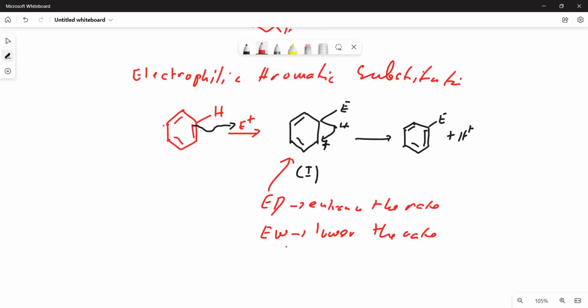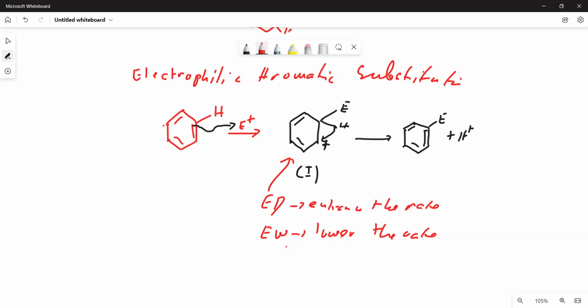So let's evaluate which donating group are very strongly electron donating, which are moderately electron donating, and which are weakly electron donating, okay? Similarly, for electron withdrawing, we can also classify them as strongly electron withdrawing, moderately electron withdrawing, and weakly electron withdrawing. Okay, so from that, you can assess the relative rates of the reactions.